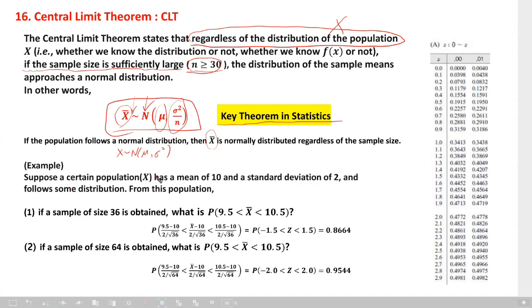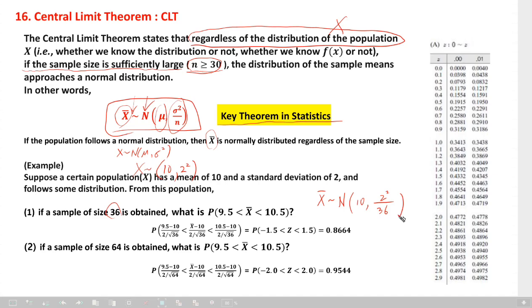Example: suppose a certain population, X, has a mean 10, variance 2 square, standard deviation is 2, so sigma square is 4, right? And it follows some distribution. We do not know the distribution of X from this population. If a sample of size 36 is obtained, what is the probability that X bar is greater than 9.5 and less than 10.5? In this case, X bar follows a normal distribution, because the sample size is 36, with mean 10, and variance is 2 square, 4 over 36, right?